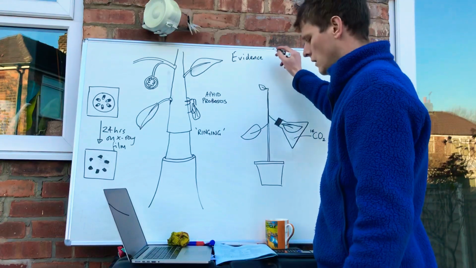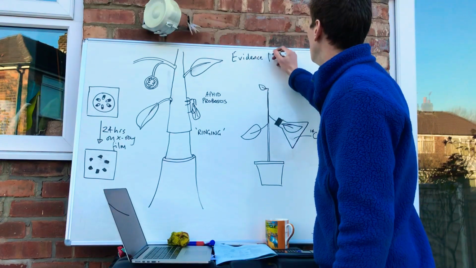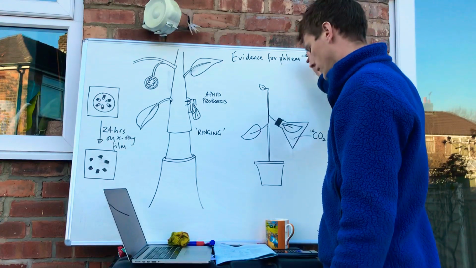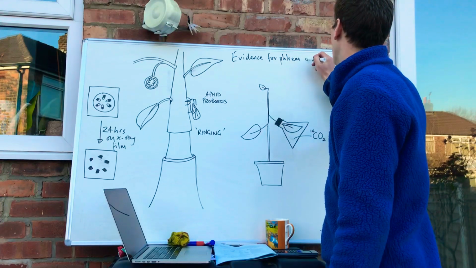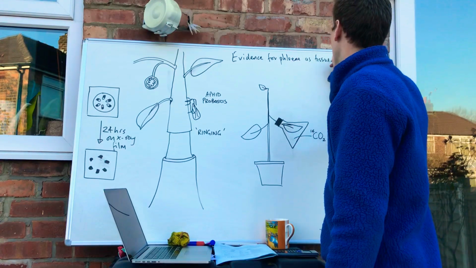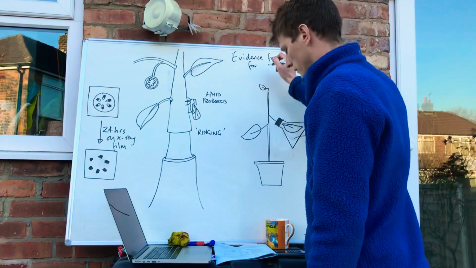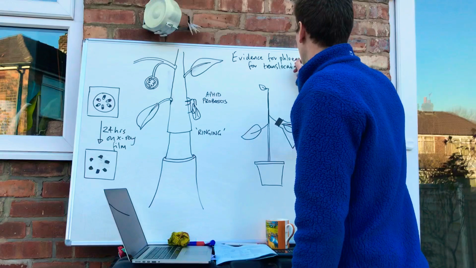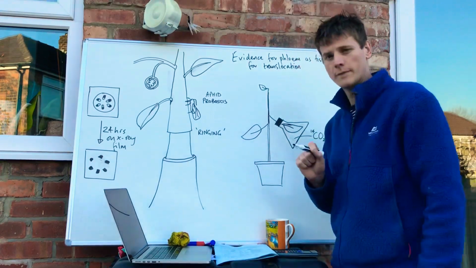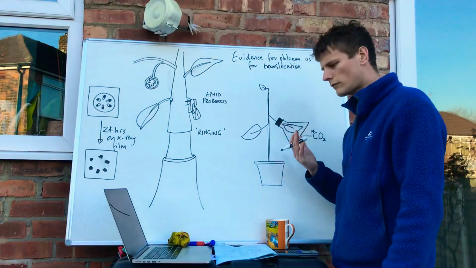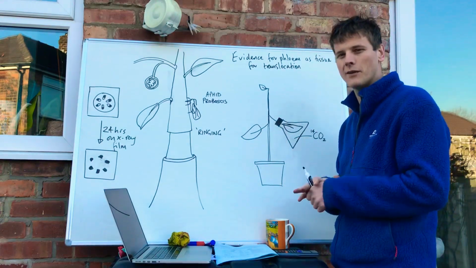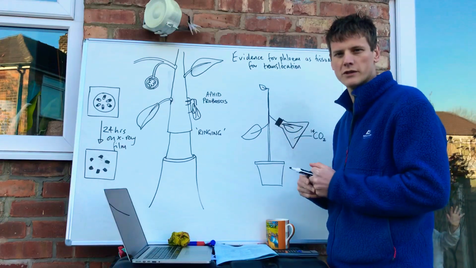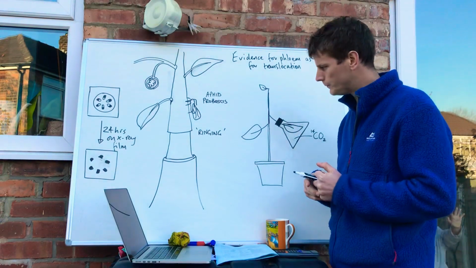So this is evidence for phloem's role, phloem as the tissue for translocation. Remember, if you look at my previous video on mass flow theory, translocation is the movement of those photosynthetic products through the phloem.